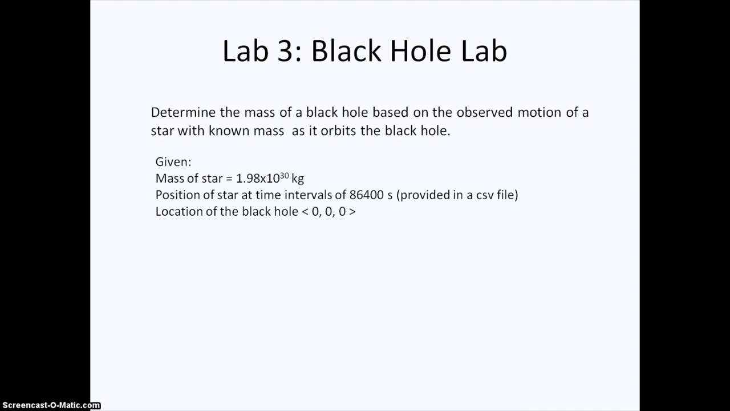Here's what we know. The mass of the star is 1.98 times 10 to the 30 kilograms. We have a CSV file that lists the position of the star at time intervals of 86,400 seconds. We know that the location of the black hole is at the origin, 0, 0, 0.